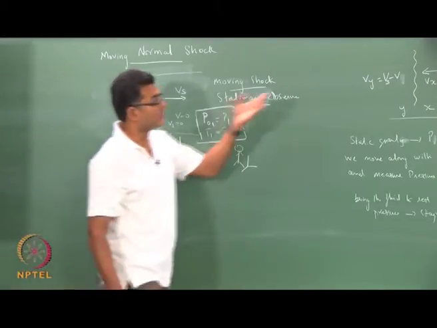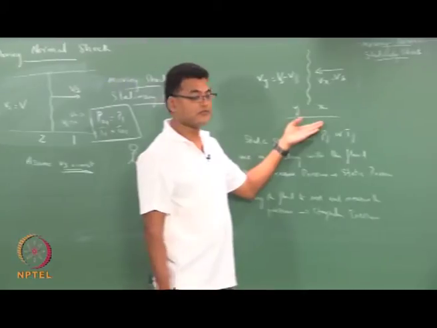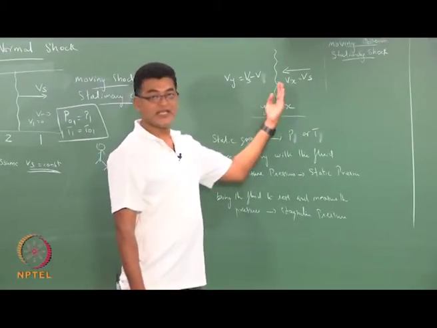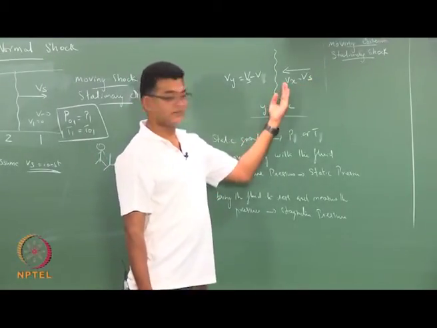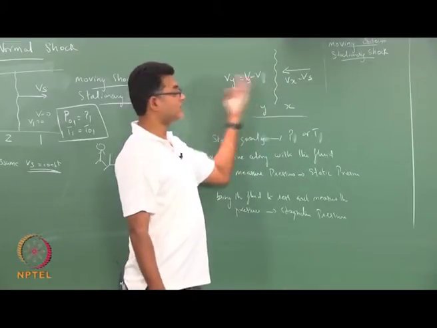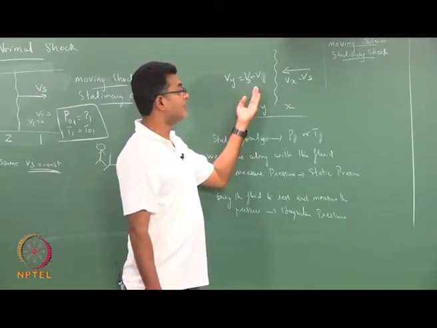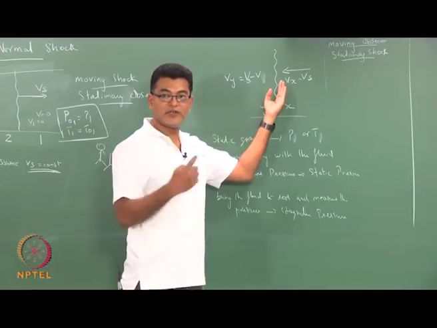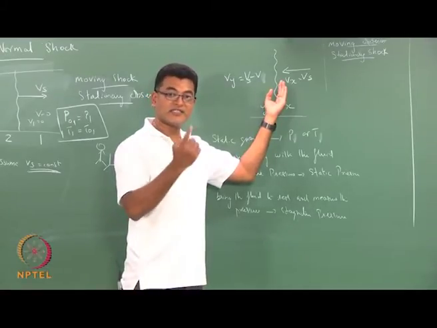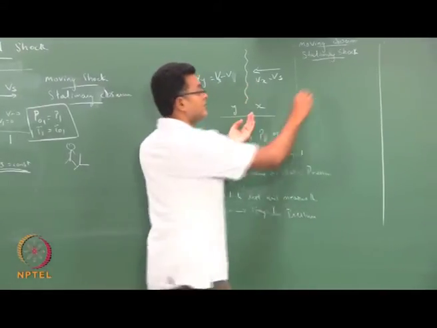Now we go to the other coordinate system, case 2, where there is a standing shock now, fluid approaching with Vs and fluid receding with Vs minus V. Since it is a standing shock, we know that the stagnation temperatures are the same.